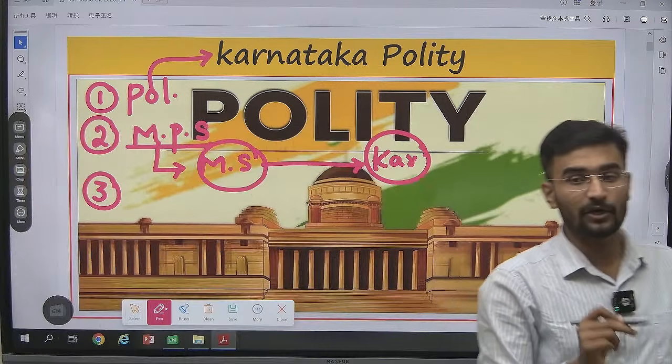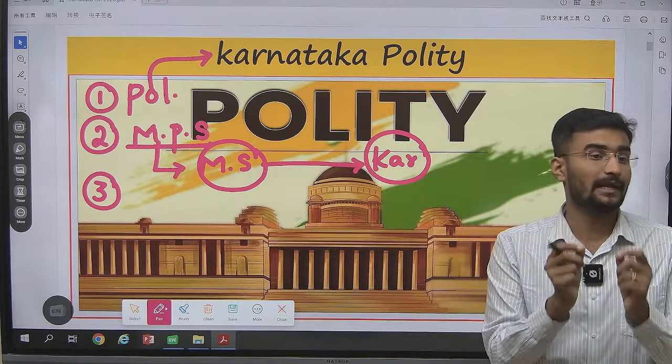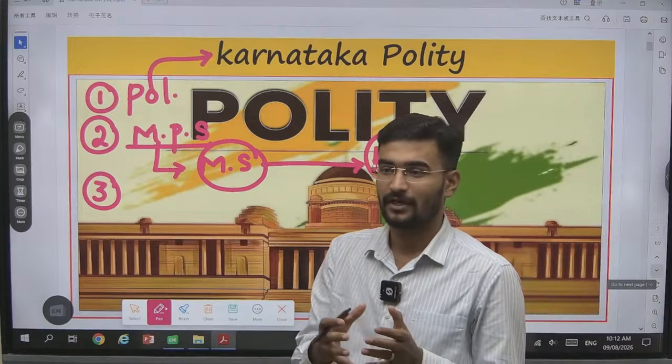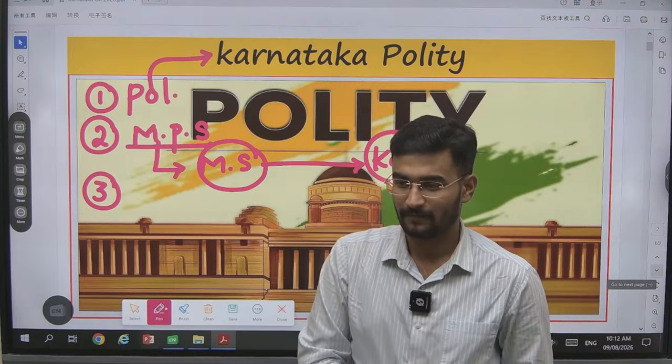The third one we need to know about is our bicameral legislature, the law-making legislature. Now, we have two important houses. Which are the two important houses we have?